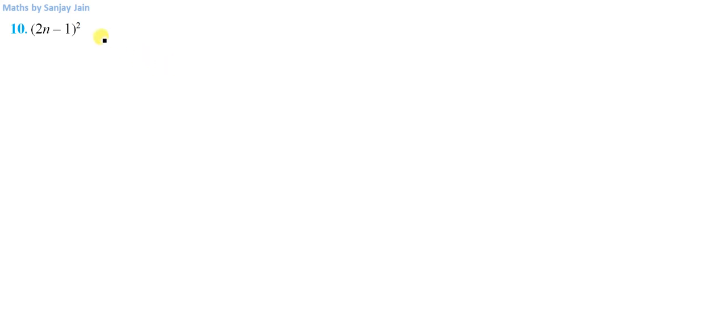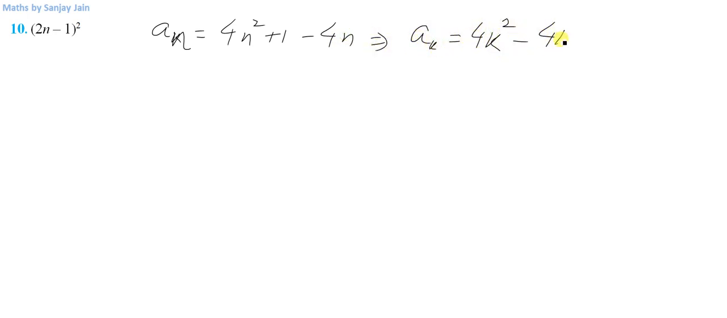So what is this? This is the nth term, right? So what will be the kth term, or let us write the nth term in an expanded form first. 4n squared plus 1 minus 4n, right? So I can say the kth term will be 4k squared minus 4k plus 1. Now I will write Sn. It is sigma of this, right? k goes from 1 to n.